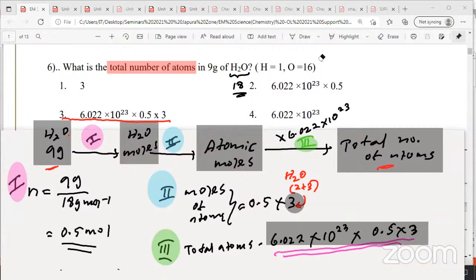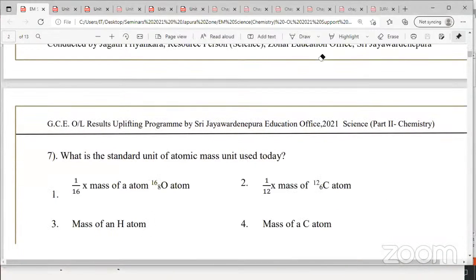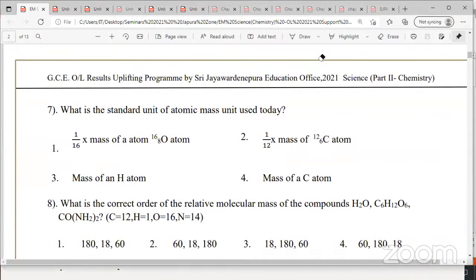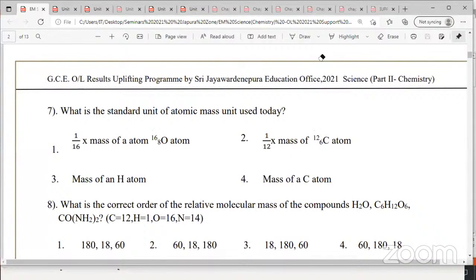Question number 7. What is the standard unit of atomic mass? Atomic mass unit is also known as AMU. What is the atomic mass unit? So AMU is 1/12 of the mass of the C-12 isotope. That is the definition: 1/12 of the mass of the C-12 isotope.